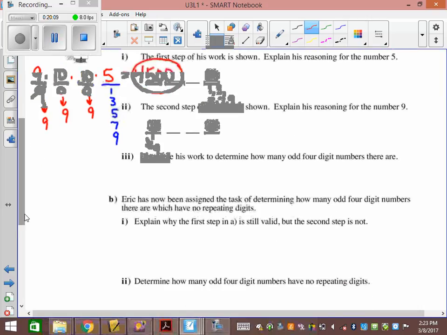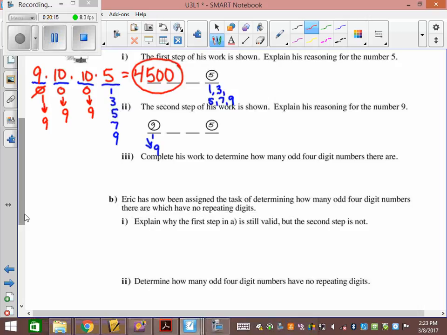B. Eric has now been assigned the task of determining how many odd 4-digit numbers there are. So same question as before. However, no repeating digits. Okay? I'll show you how I deal with no repeating digits. So follow along.